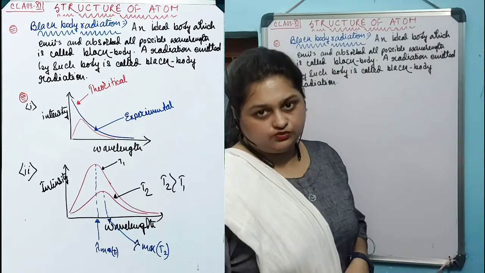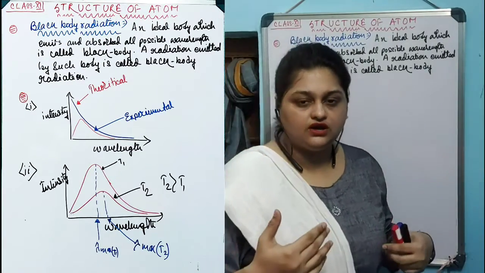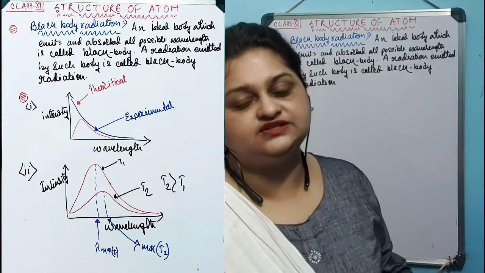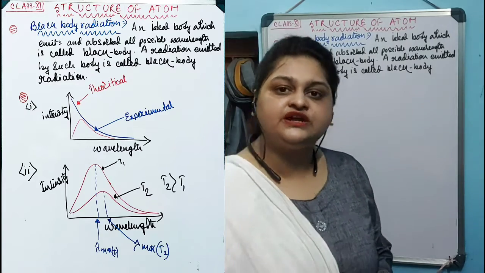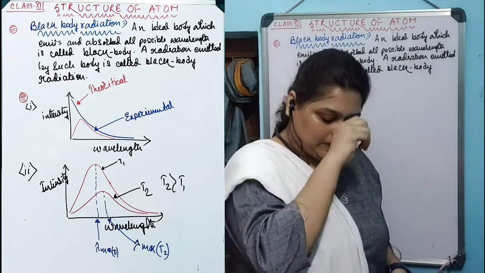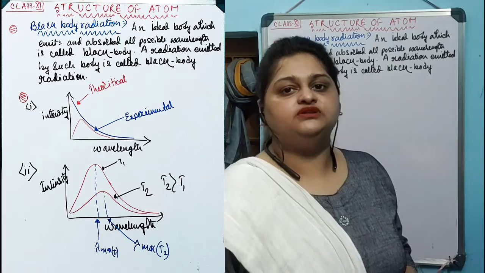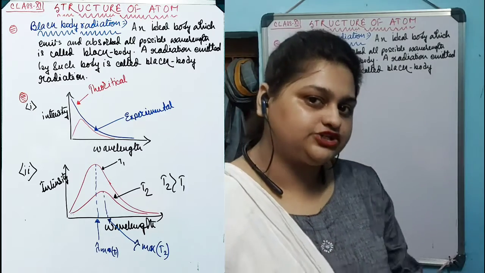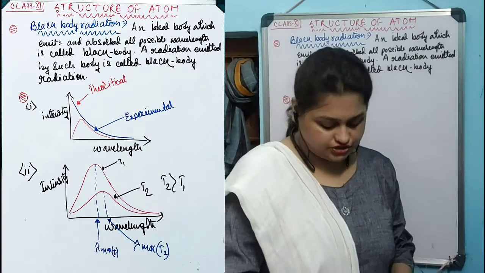An ideal body which emits or absorbs radiation of all wavelengths is known as a black body. This is an ideal body that does not actually exist in nature. When such a body emits radiation, this kind of radiation is known as black body radiation.